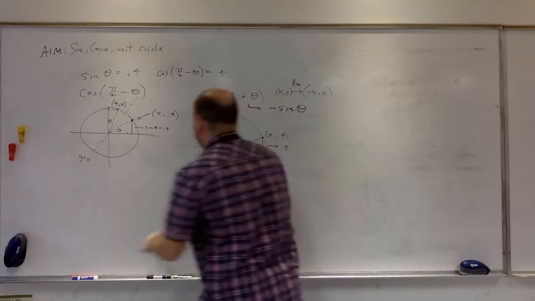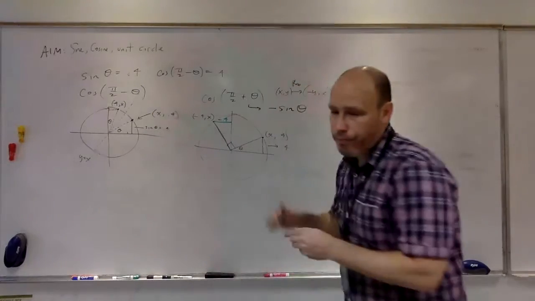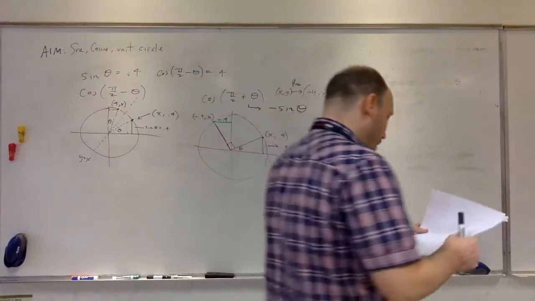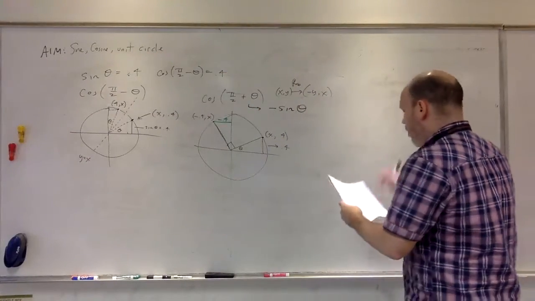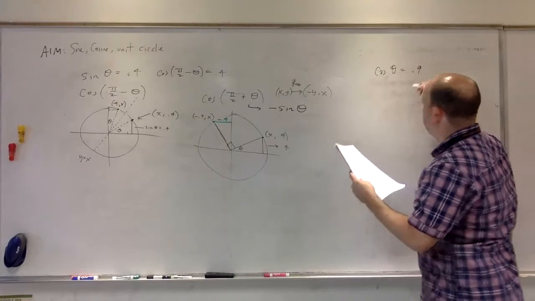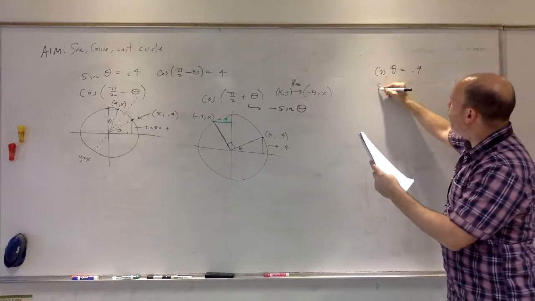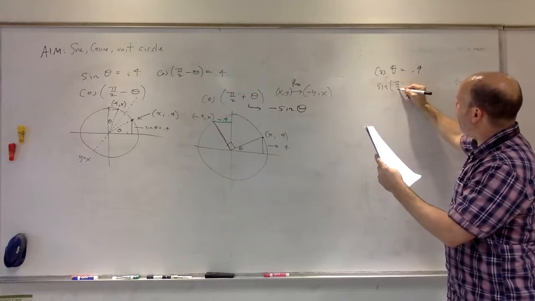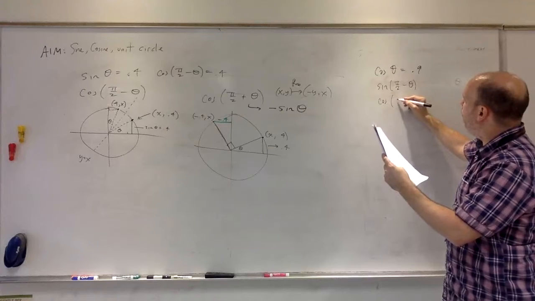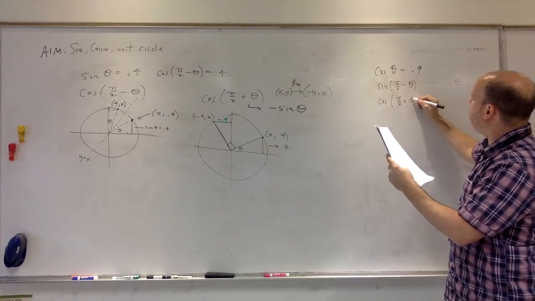Knowing the unit circle, so let's try sine. Let's say you're told that the cosine of theta is equal to 0.9. Find the sine of 90 minus theta and the cosine of 90 plus theta.